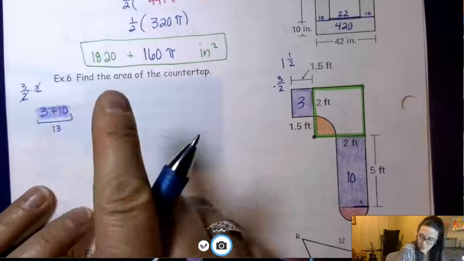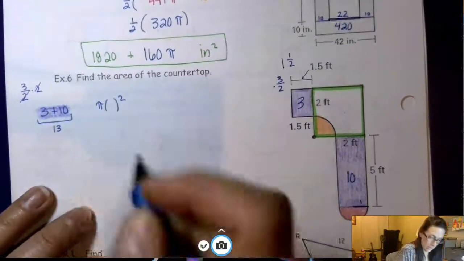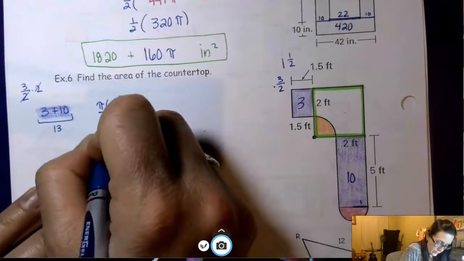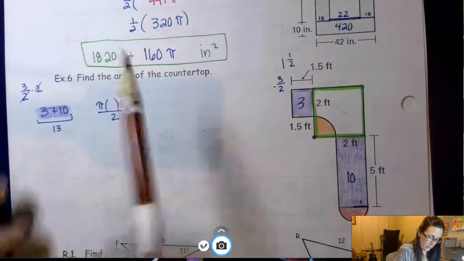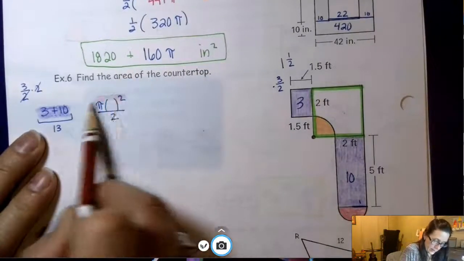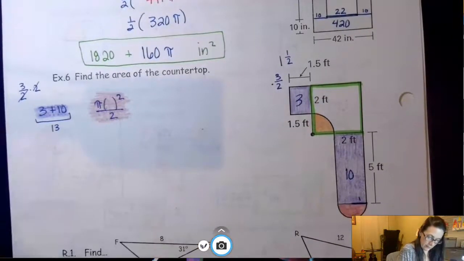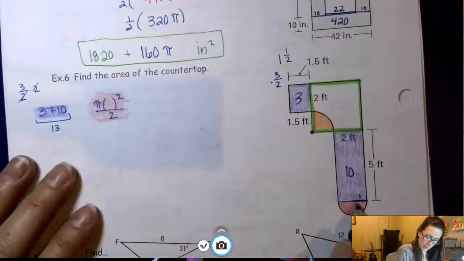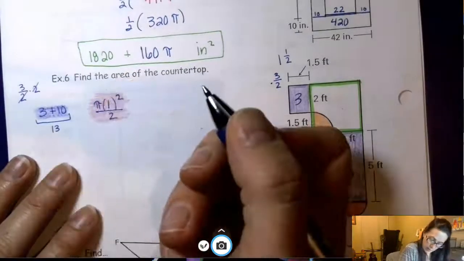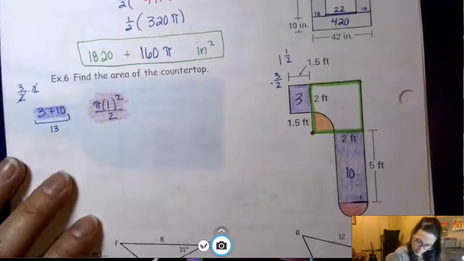But I don't want the whole thing. I only want half of it. So now I'm going to take that and I'm going to divide it by 2. I don't want the whole thing, I just want half of it. This is that section. So I'm color coding them so you'll see where they come from later. Again, the radius was 1. 1 squared. We're pretty good there.